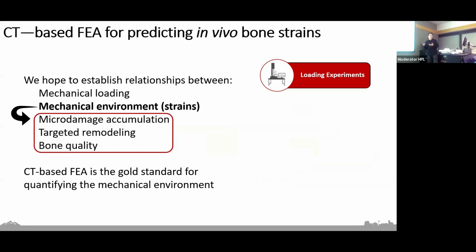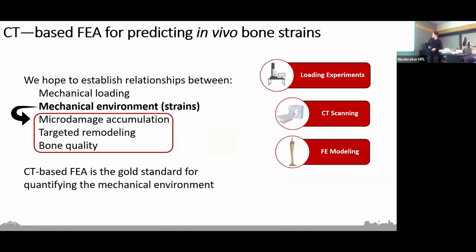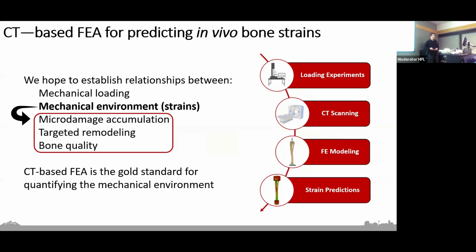Typically we start with doing some loading experiments. We'll try to capture some experimental strain data. And using that strain data, we can then go back and compare those experimental measurements to our predictions from our finite element models and hopefully validate them. We then take CT scans of those bones of interest that we've used in those loading experiments, develop our finite element models, and get those ultimate strain predictions.